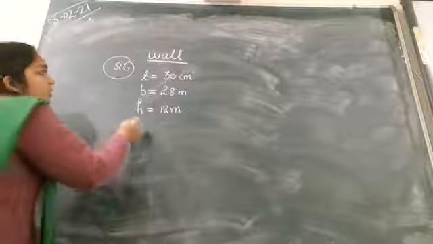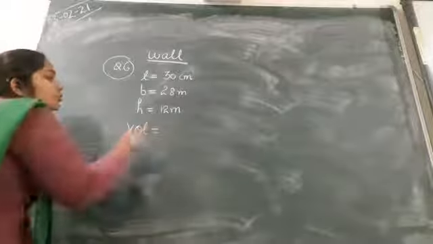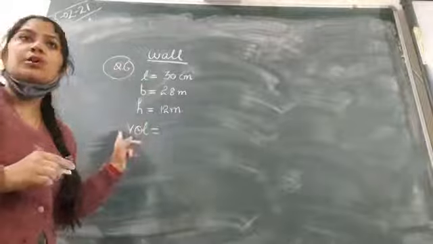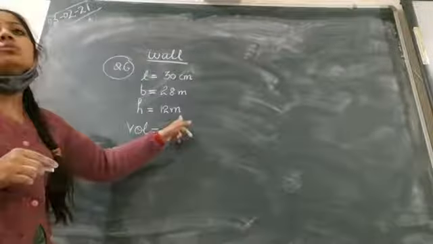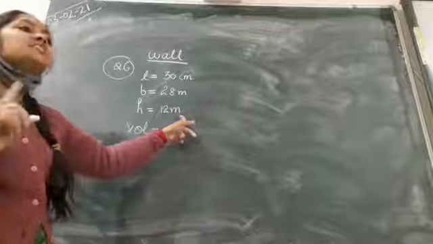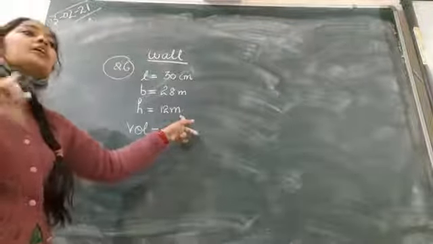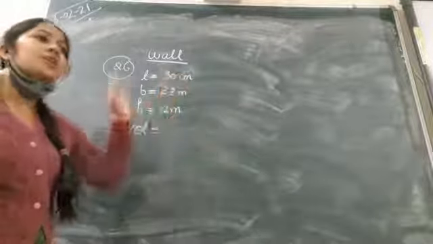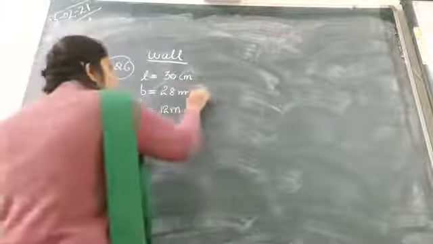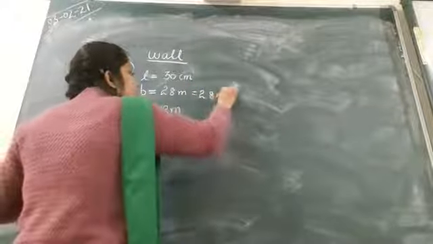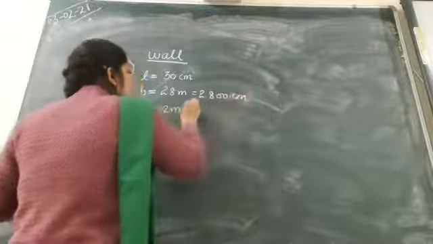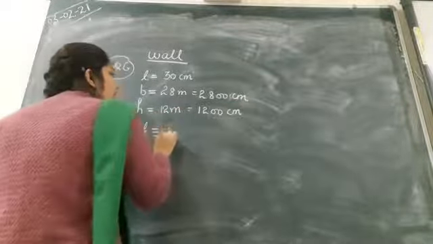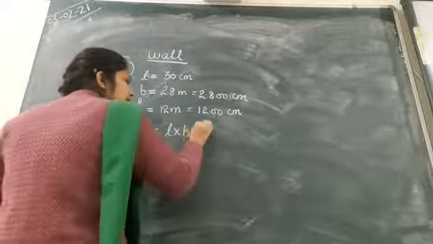Okay. Now, what will be the volume? Here you have to first convert the units because units are not same throughout. It's centimeters and these two meters. So we will convert units in centimeters. Reason being क्योंकि brick की जो dimensions हैं वो भी centimeters में. So it's better to change all in centimeters, right? So this will become 2800 centimeter. This will become 1200 centimeter. And now volume is L into B into H.